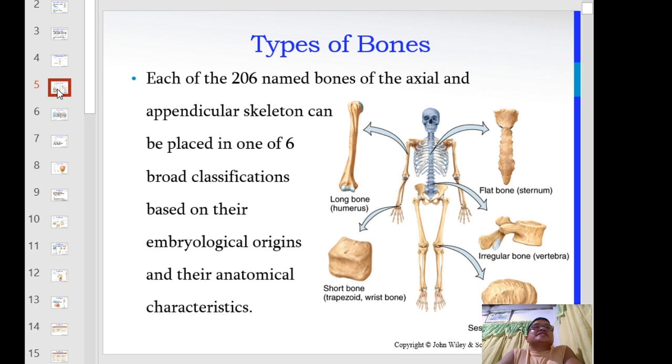So each of these 206 bones in the body that is named can be placed in six broad classifications according to shape. It might be long, flat, irregular, short, or sesamoid bone. So all 206 of those bones belong to this classification. They either belong to flat, long, irregular, short, or sesamoid.